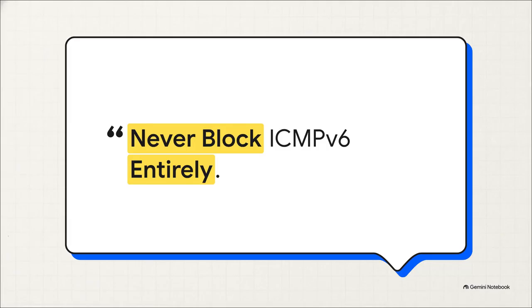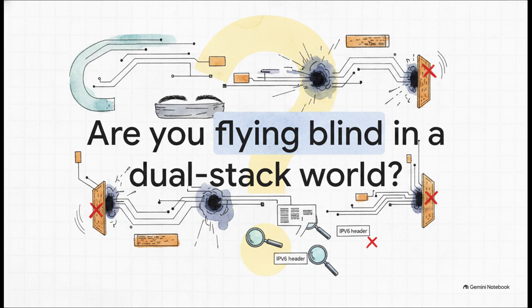If you take only one thing away from this entire explainer today, let it be this: never, ever block ICMPv6 entirely. Outright blocking it breaks NDP, it breaks PMTUD, and it breaks the multicast memberships that your network fundamentally needs just to exist. Which leaves us with this crucial question to ponder. Do you truly understand how your network handles ICMPv6 and extension headers? Or are you flying blind in a dual-stack world?